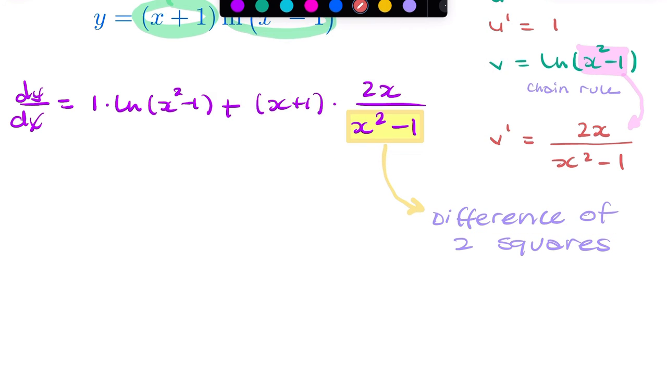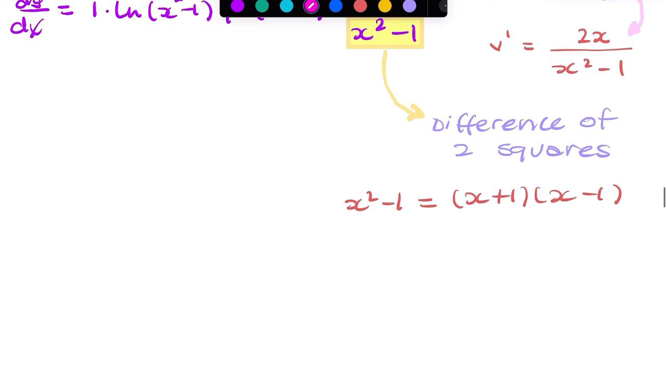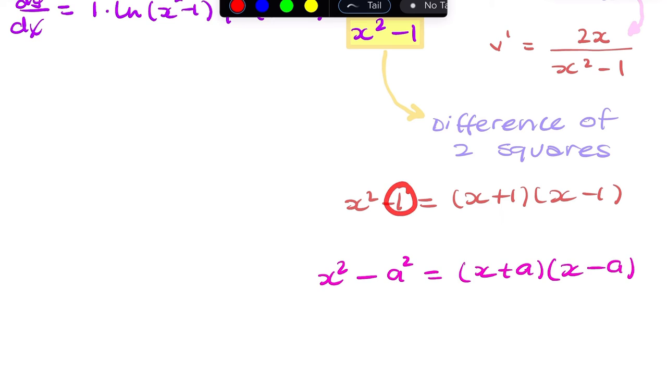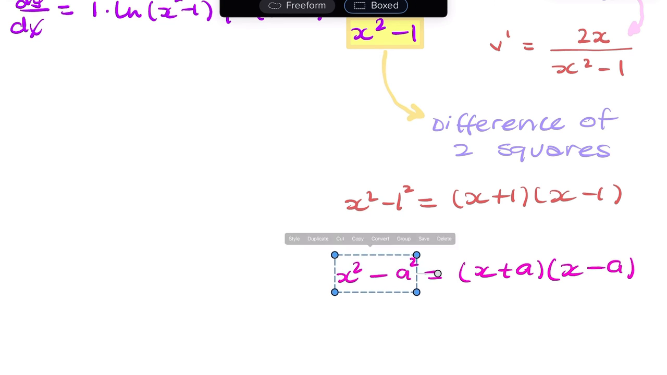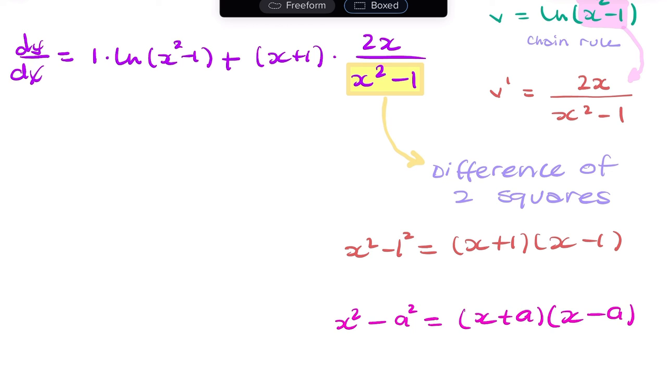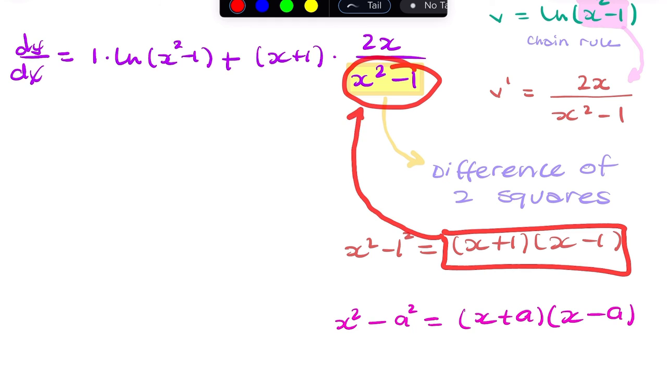So you can express x squared minus 1 as x plus 1 times x minus 1. So in general, if you have x squared minus a squared, you can factorize it as x plus a times x minus a. And if you remember that 1 is a square, it's the same as saying 1 squared. It's just an example of difference of two squares. So now I can rewrite this by putting that in there.